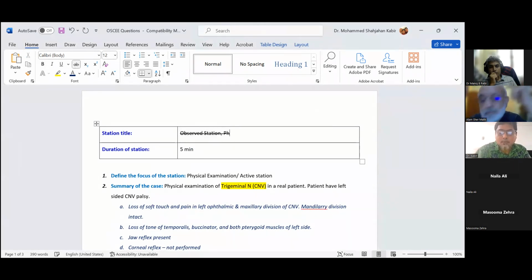Number 2, the real patient. You think you can use real patient in OSCE? Sir, actually, in my last institute, in the OSCE, all was real patient. How many students? 2 days, every day was 30 students.